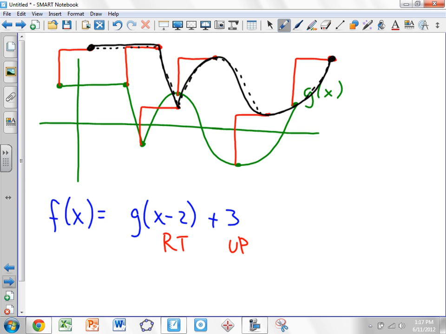So a lot of these kinds of problems are going to ask you, what happens to the graph of a function like this? Right 2, up 3. Or which graph matches the newly transformed function? You've got to find which one looks like it, but it's been moved over and up. Okay, that's the extent that you're going to get for transformations there.